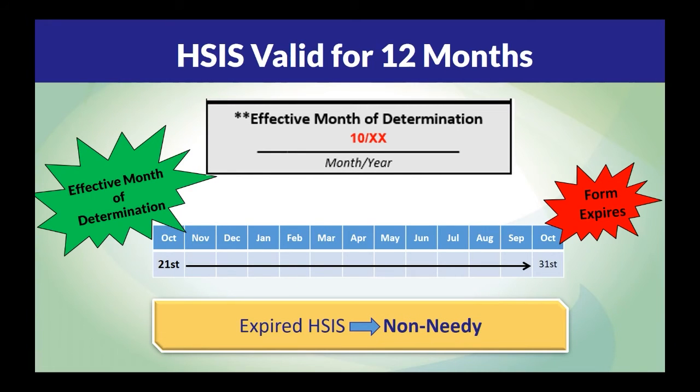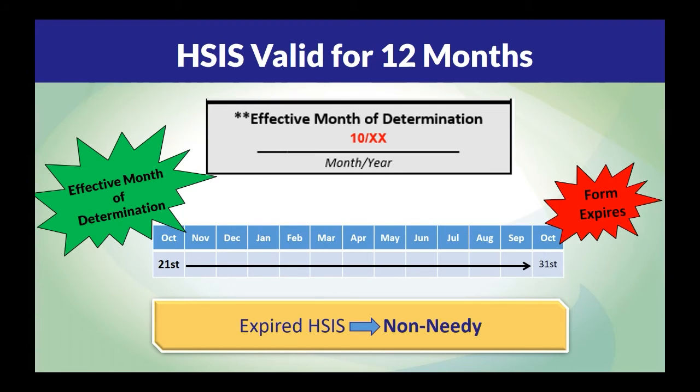The last point we want you to take away today is that income statements are valid for 12 months from the effective month of determination. So for example, if the effective month of determination is October, the statement is valid through October 31st of the following year. And at that time, the form expires.